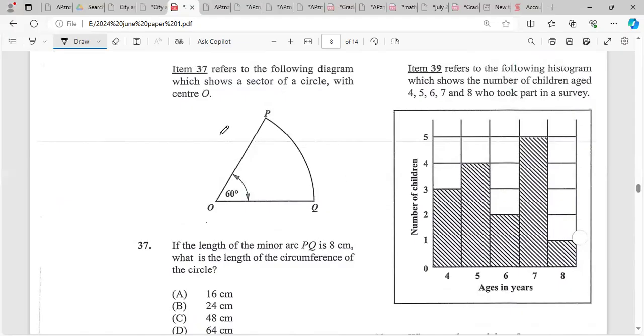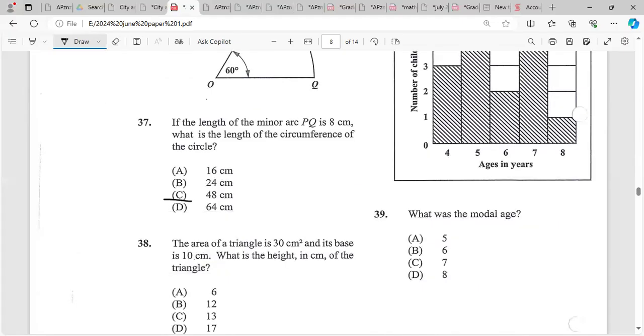Item 37 refers to the following diagram, which shows a sector of a circle. If the length of the minor arc PQ is 8 centimeters, what is the length of the circumference of the circle? Watch our style, guys. How many 60 degrees are in 360? That's the first thing we need to know, because the 60 degrees is going to correspond to 8. So you have 6 of them. I did that in a previous video, right? So it's going to be 6 times 8, which is 48 centimeters. Hope you guys visualize that.